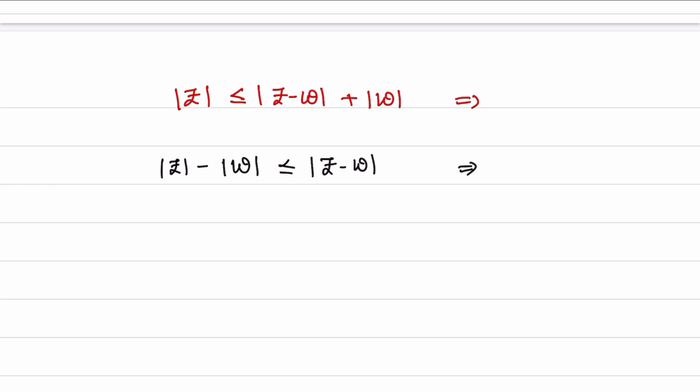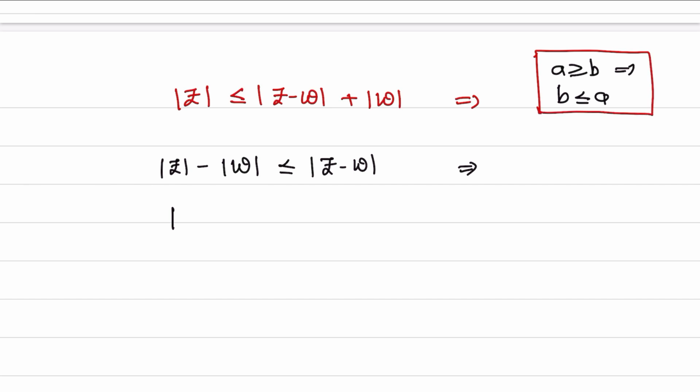which implies, when you change the sides in an inequality, the inequality also changes. A is greater than or equal to B implies B is less than or equal to A. Please remember this in inequality. Similarly, modulus of z minus modulus of w is less than or equal to modulus of z minus w. That's what we have proved here.